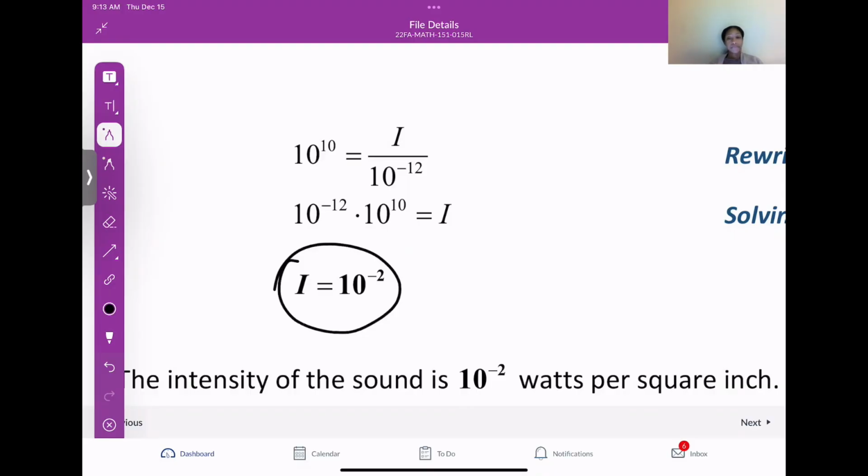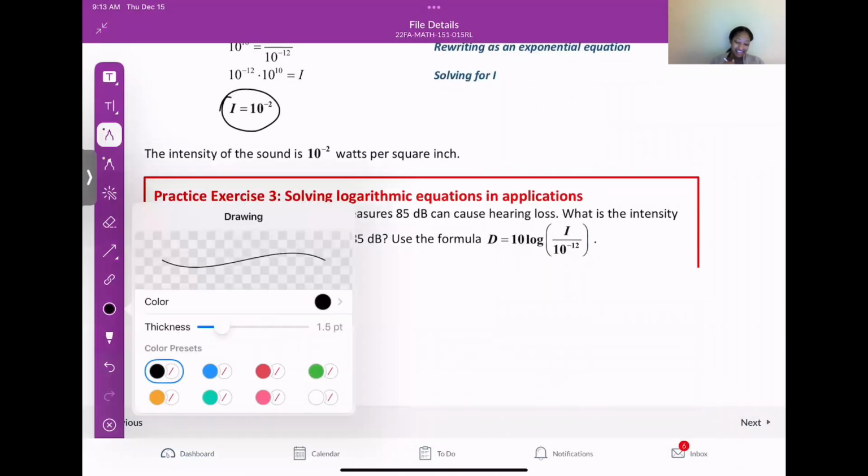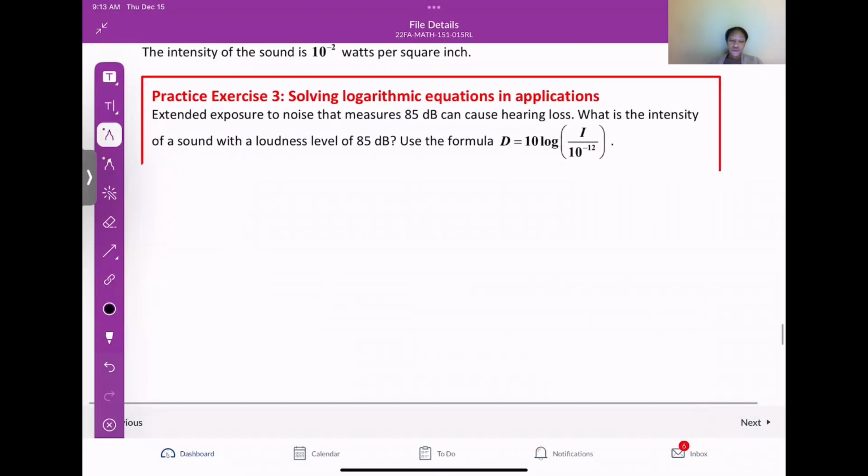So exercise 3: extended exposure to noise that measures 85 decibels can cause hearing loss. If you wear your earbuds really, really high, that can mess up your hearing, and your hearing cannot be repaired. You have to get a hearing aid. So be aware of that. What is the intensity of sound with a loudness level of 85 decibels? Use the formula D equals 10 log of I over 10 to the negative 12th to solve.